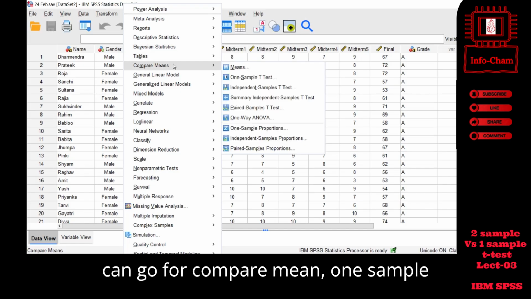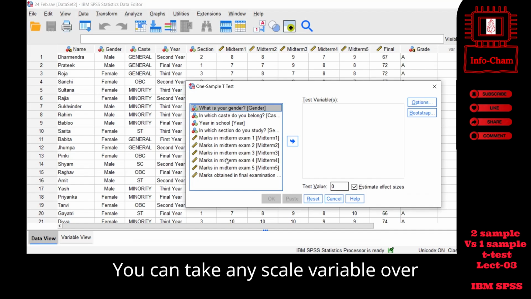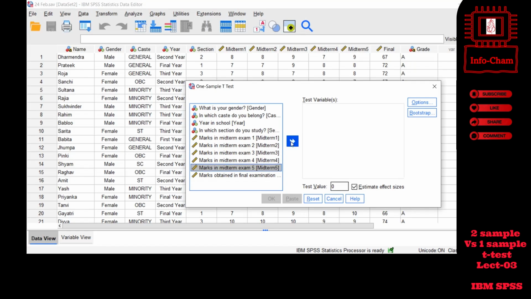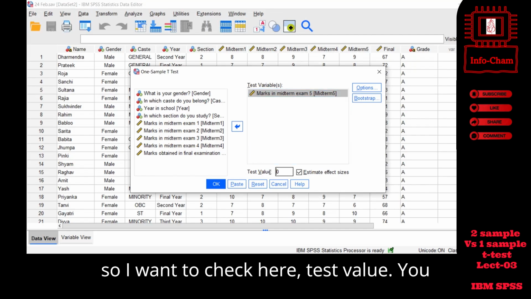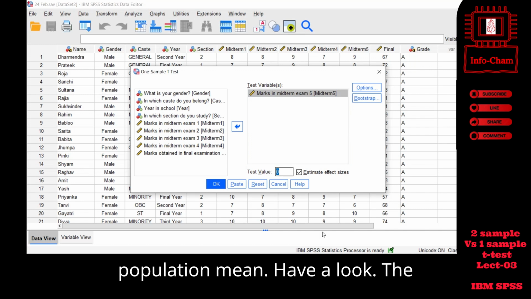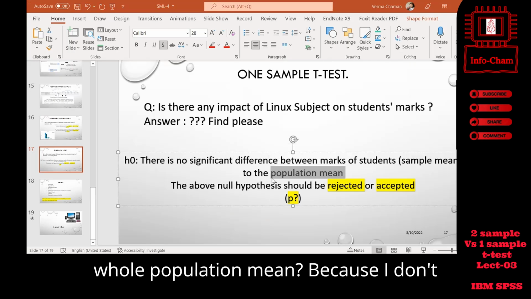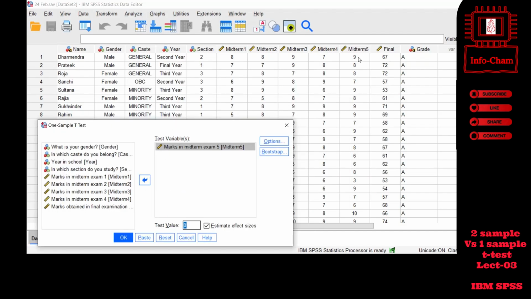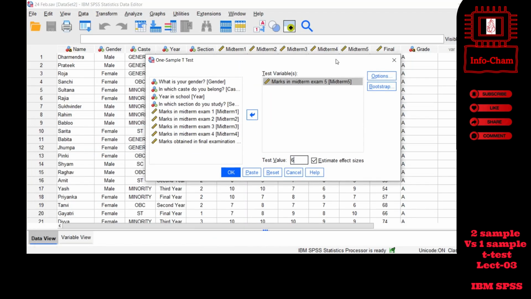Where can I go? Compare means, one sample t-test, right? What is my test variable? You can take any scale variable over here, the final marks, or suppose test number 5. So I want to check test number 5 as the test variable, right? Remember, here you have to give the test value. What test value? The population mean. Have a look, the population mean, right? So what is the whole population mean? Because I don't know actually, so I have to give the value. This population mean can be around 6 or 7. I think I can give 6. Okay, so I give this parameter.